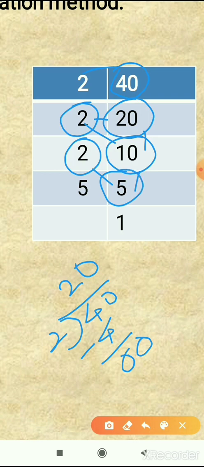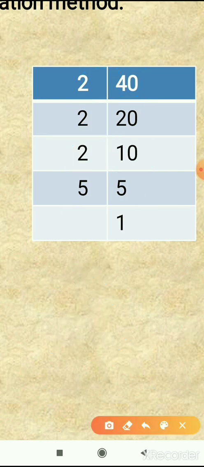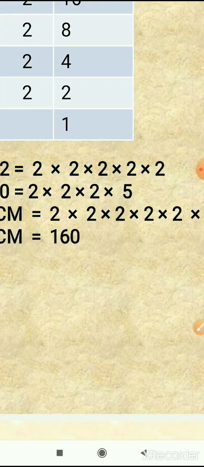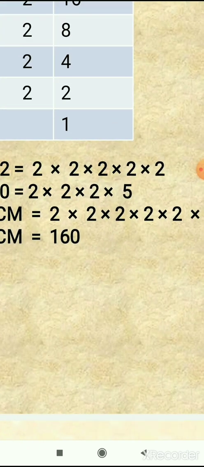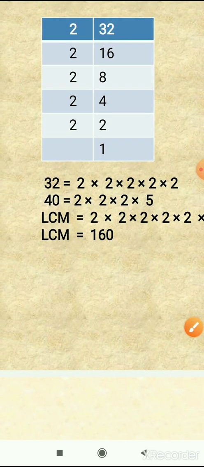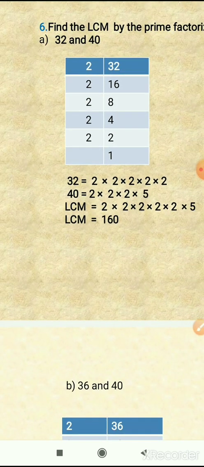5 is a prime number. It is divisible by itself. So 5 ones are 5. So here all the divisors are prime numbers. Okay, so we get the prime factorization of 40. Look here, students, the prime factorization of 40 is 2 multiplied by 2 multiplied by 2 multiplied by 5. Now we have to find the LCM.